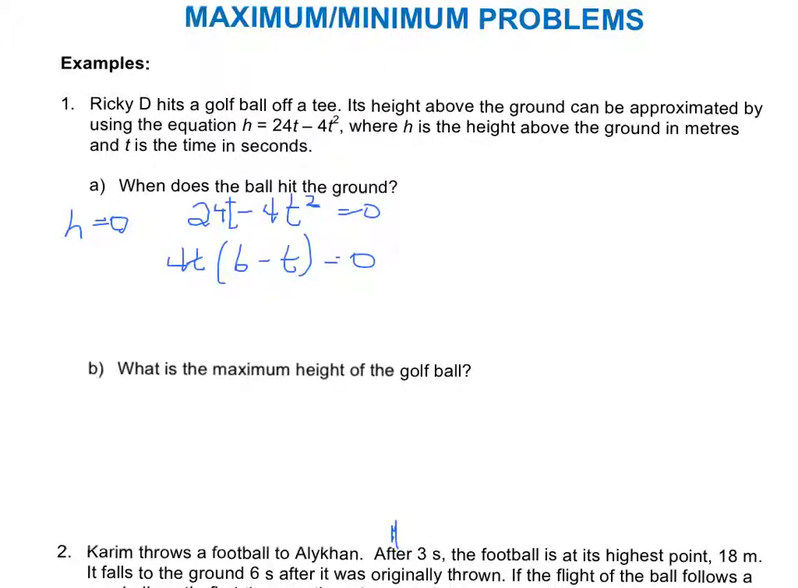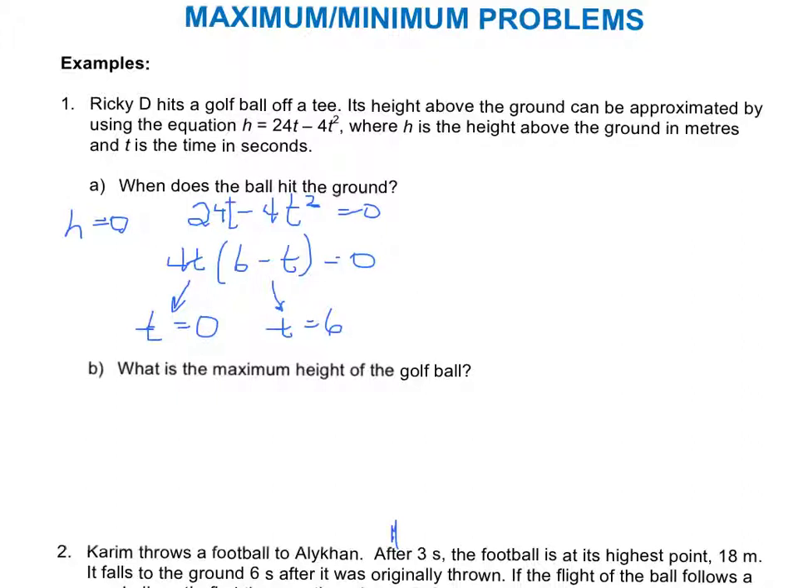So when I set it equal to 0, I'm going to factor, and when I factor, I get t equals 0 and t equals 6. Well, that means that the ball hits the ground after 6 seconds, and it starts at the ground at 0 seconds, which makes a lot of sense.